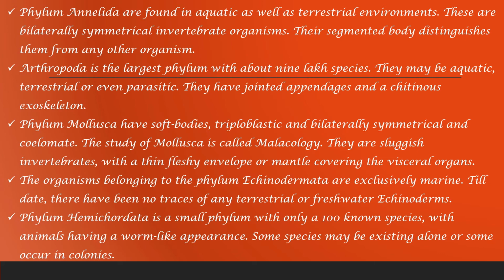And the organisms belonging to the phylum Echinodermata are exclusively marine. Till date, there have been no traces of any terrestrial or freshwater echinoderms. Phylum Hemichordata is a small phylum with only 100 known species and with animals having a worm-like appearance. Some species in Hemichordata may exist alone or some occur in colonies.